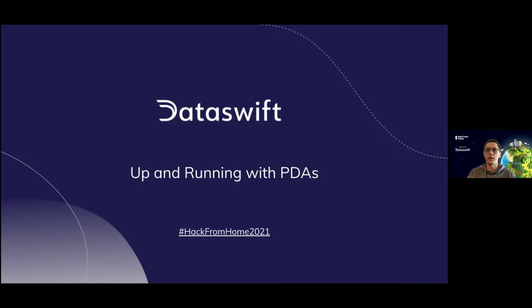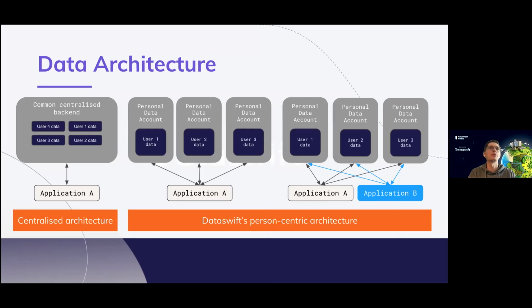So I have prepared a couple of slides. They are just there for me to remember what I want to talk about. And I think one of the most important things that we need to get out of the way first is the data architecture that the personal data accounts are using in order to provide data ownership to individual users, and how it is different from what you might normally expect from other platforms. So here on the slide, we have the data architecture comparison.